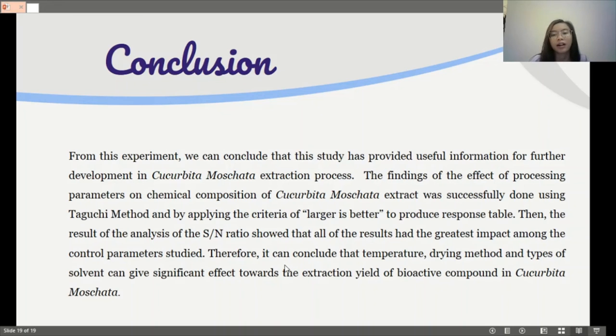So therefore, temperature, drying method, and type of solvent can give a significant effect on the extraction yield of bioactive compound in Cucurbita moschata. So that's all from us.